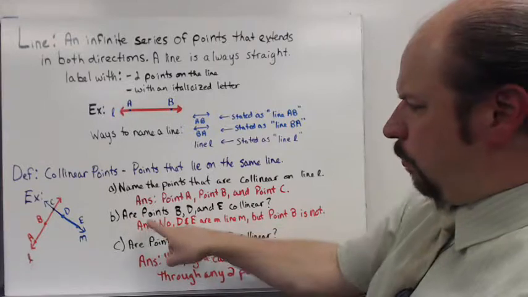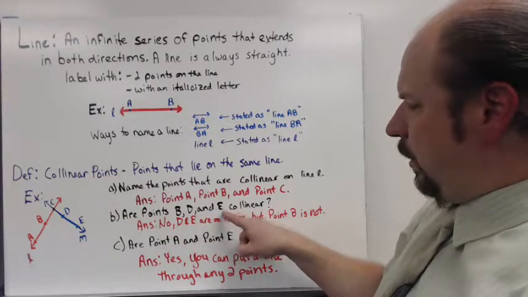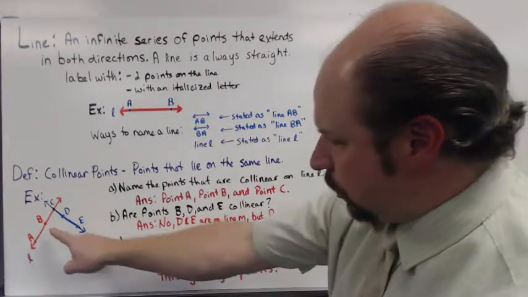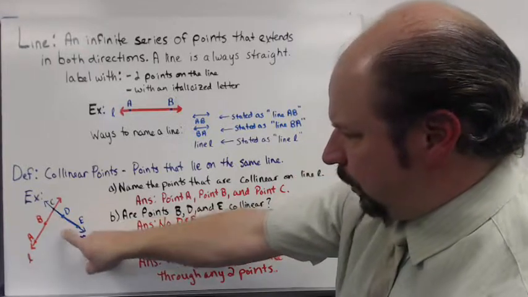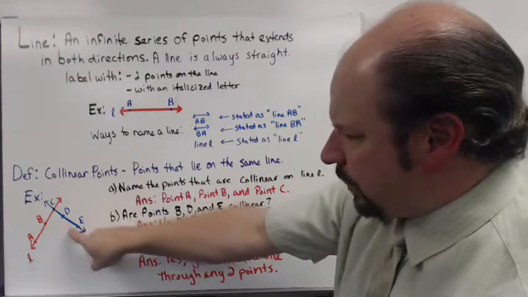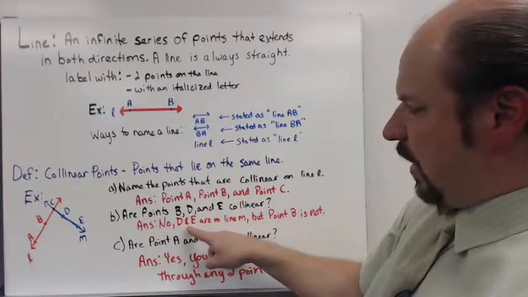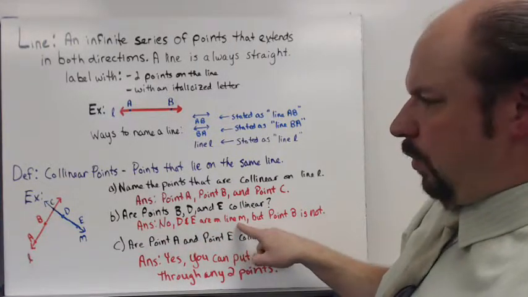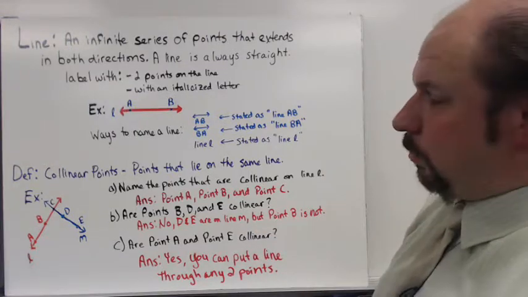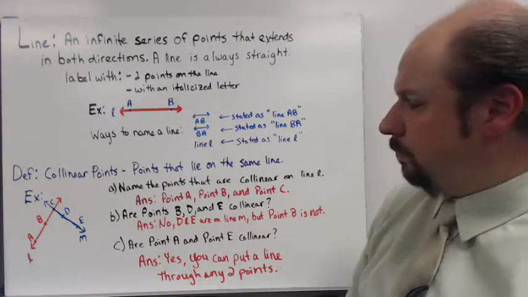Example B, are points B, D, and E collinear? So here is point B, here is point D, and here is point E. Notice that they are not all on the same line, so we would say no. In this case, D and E are on line M, but point B is not. So those 3 points are not collinear.